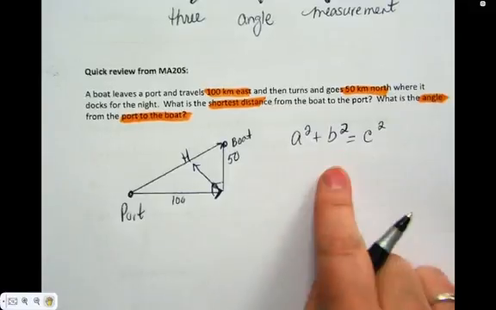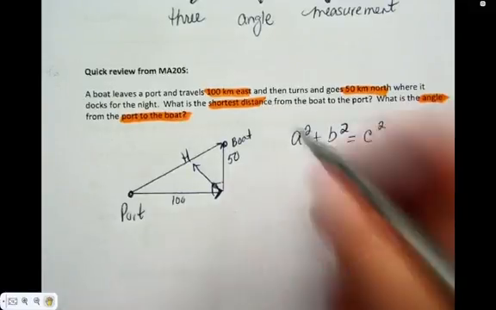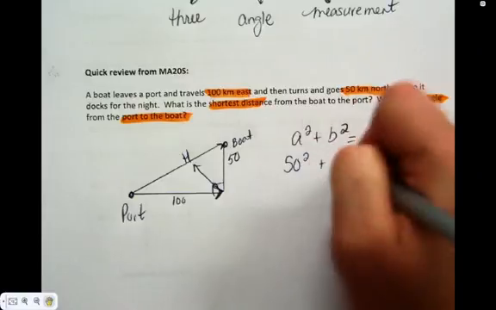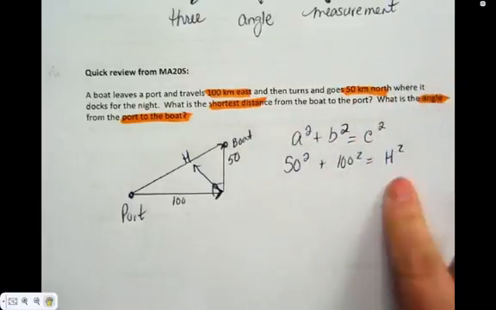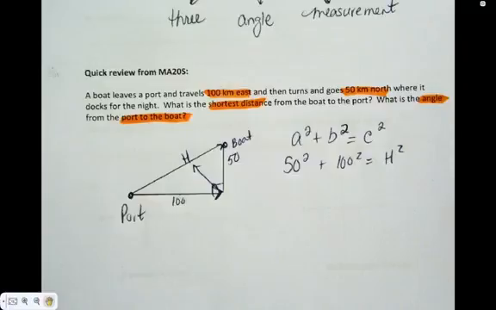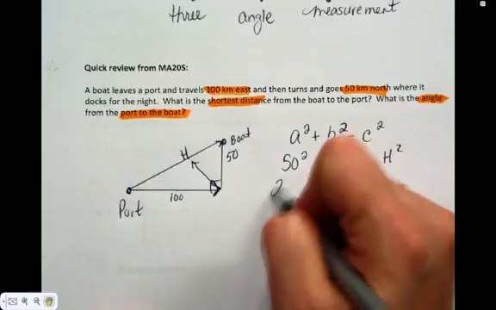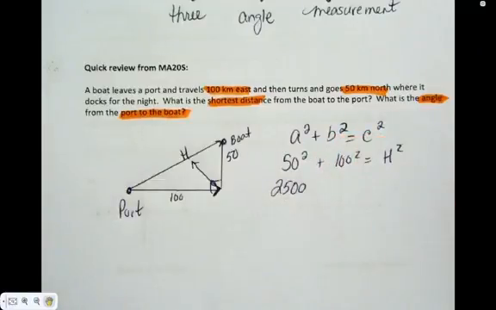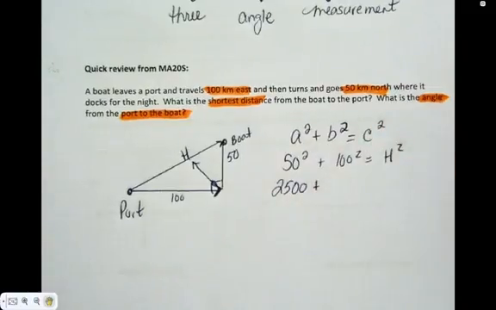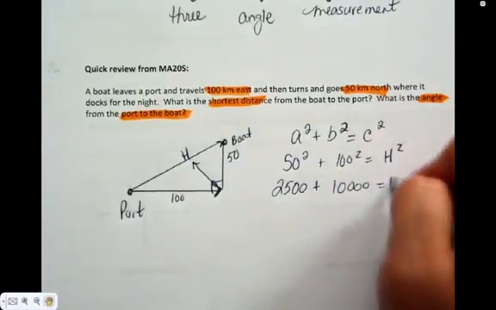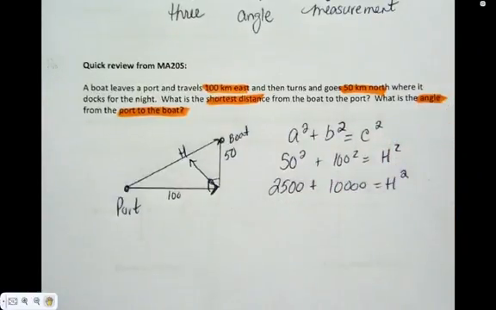Does it matter which is A or B? Nope. So I'm going to put 50 for A for no reason, 100 for B for no reason, and an H just so we know it's the hypotenuse. And then it's straight up BEDMAS, so we do the squares first. What's 50 squared? And what's 100 squared? And then we add those together. Don't use your calculator for that, please.